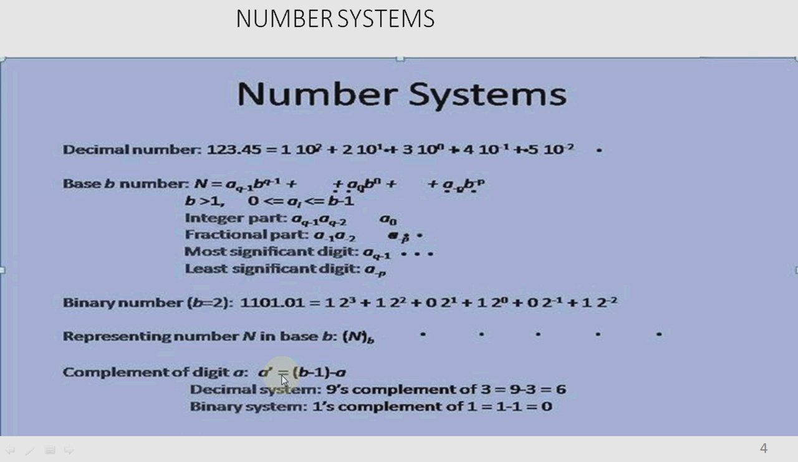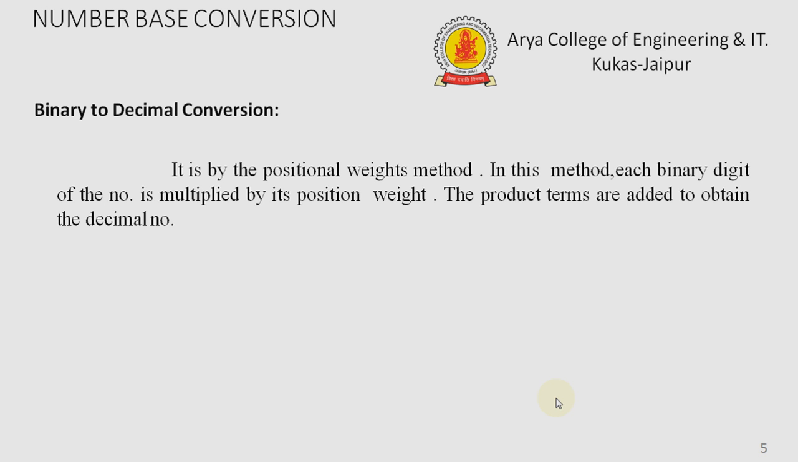When we have to calculate the complement of a digit, we can say we convert 0 into 1 and 1 into 0. The formula is b minus 1 minus a. So when we have to take the 9's complement of 3, 9 minus 3 is equal to 6. This is how we calculate values in the number system.